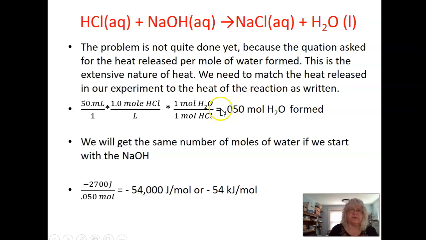And I just realized I left off the conversion between milliliters and liters to get 0.05 moles of water formed. So we'd also have to include in here that I have to change milliliters to liters, so I have to divide by 1,000. So we get the same number of moles of water if we start with the NaOH. So I have a negative 2,700 joules, that's what we got on the last slide, divided by the number of moles of water that were formed, or minus 54,000 joules per mole. And then I converted that to kilojoules per mole because that's typically the way that values are given.